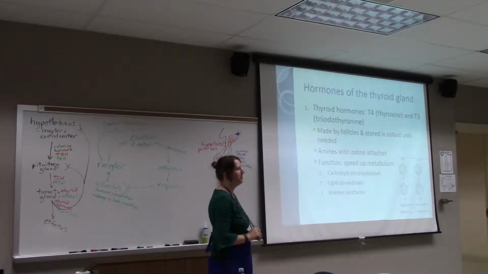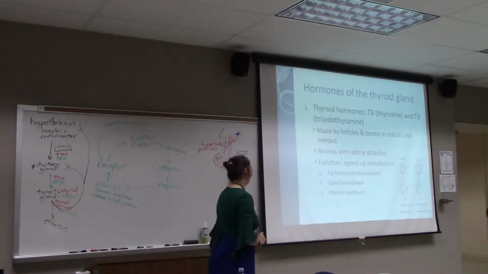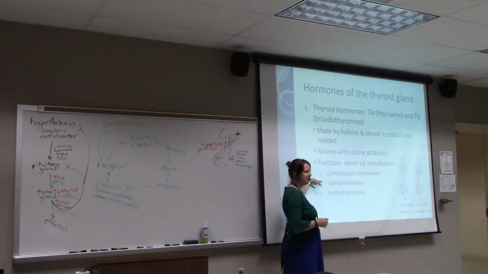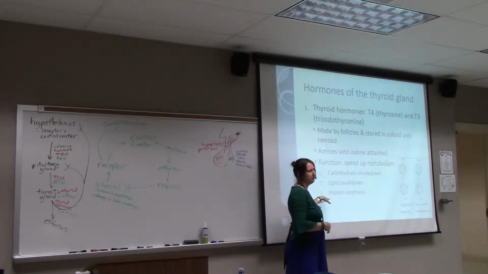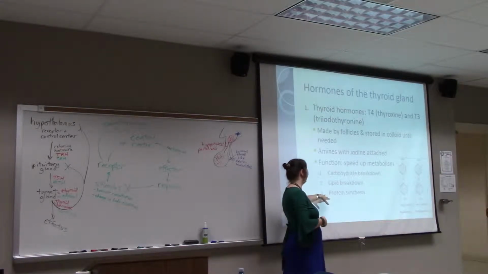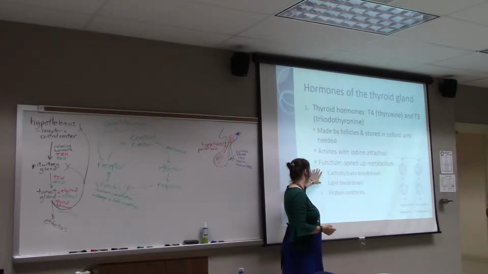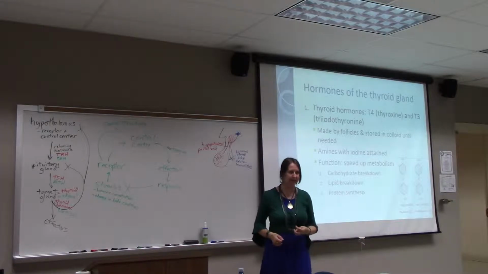Thyroid hormones speed up metabolism. Specifically, they increase breakdown of carbs and lipids. In children especially, less so in adults, they actually stimulate protein synthesis. And that uses some of the energy that you're getting from breaking down the carbs and the lipids.